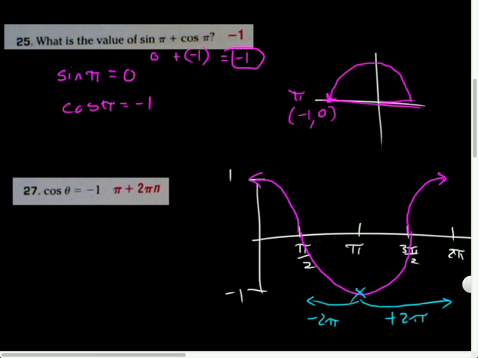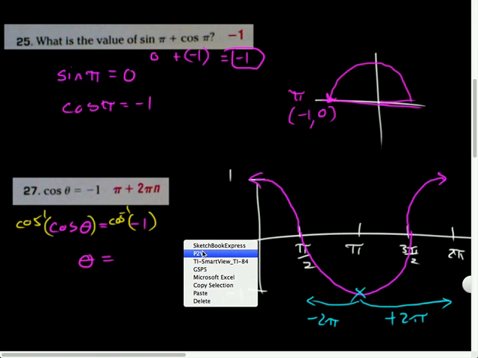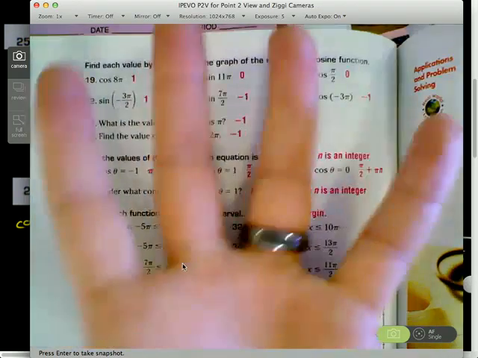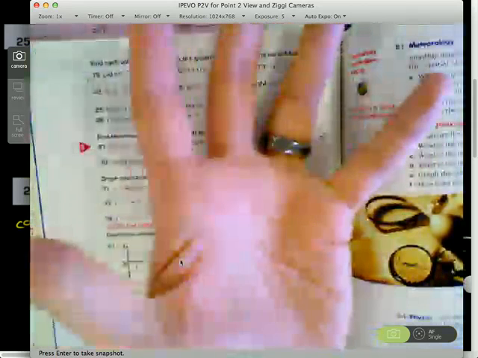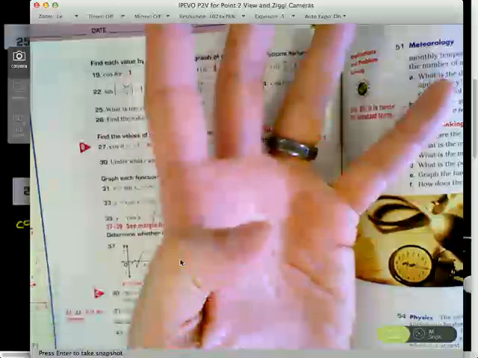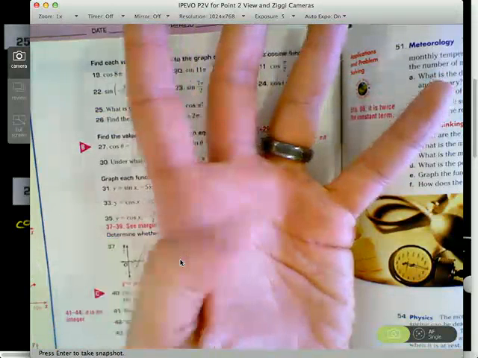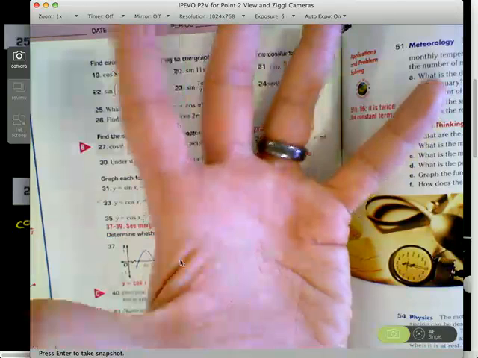Now, what if I wanted to solve this more algebraically? If I've got cosine theta equals -1, I could take the cos inverse of both sides. So I'd get theta is equal to cosine inverse of -1. So for what value is cosine -1? Well, I can't quite answer it so easily here.